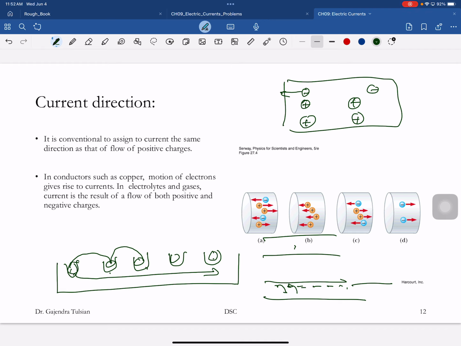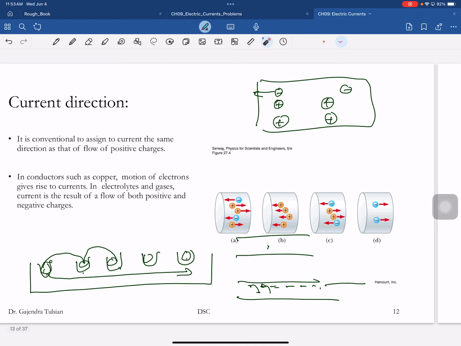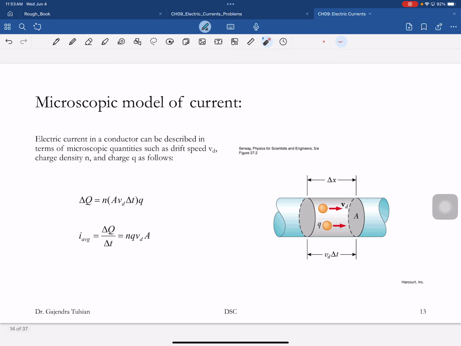Of course, in an electrolyte, you take a salt solution and pass a current through that solution. Chlorine ions will flow like that. Sodium ions will flow like that. So there are both positive and negative charges. In metals, negative charges carry the current. In electrolytes, you can have both. In semiconductors, you could have just holes carrying currents and so on. All right. Most of the time, we'll just be talking about conductors.